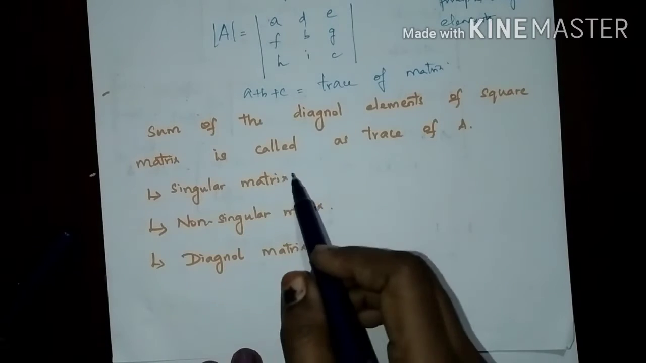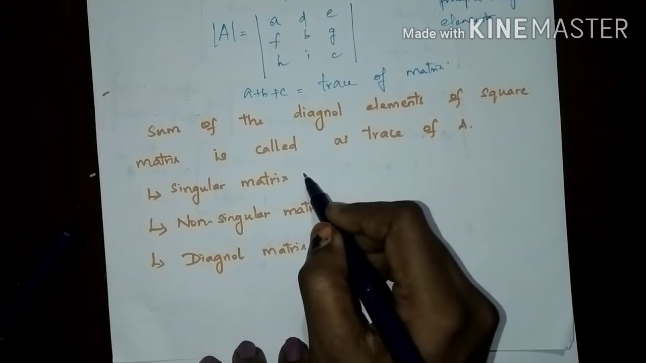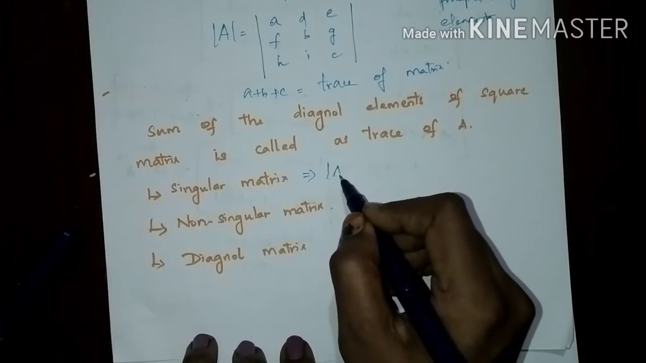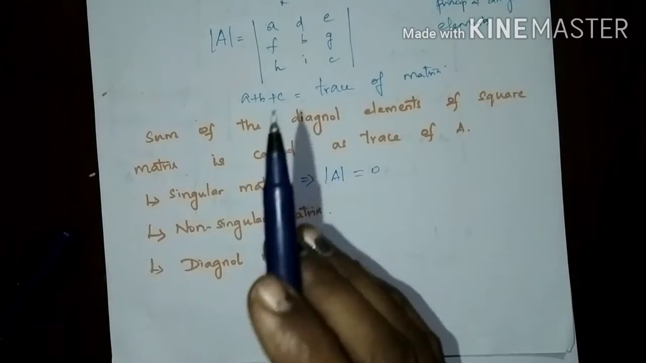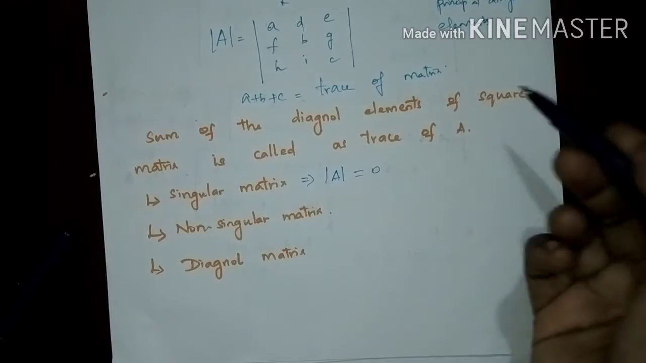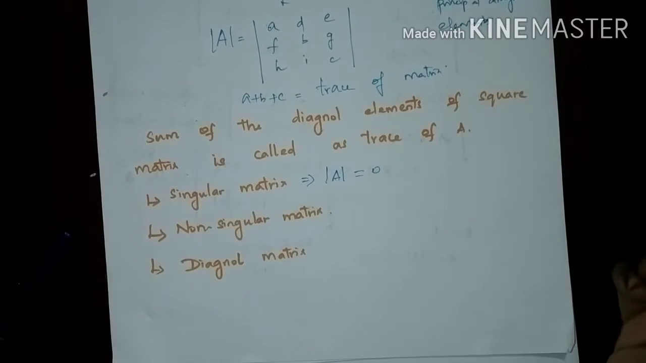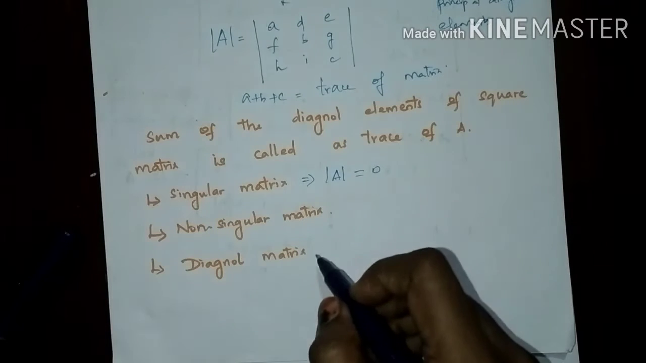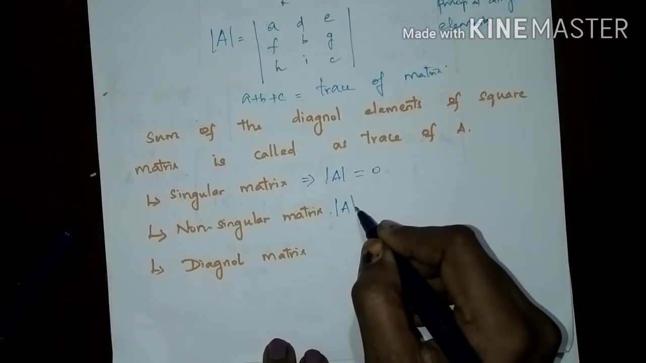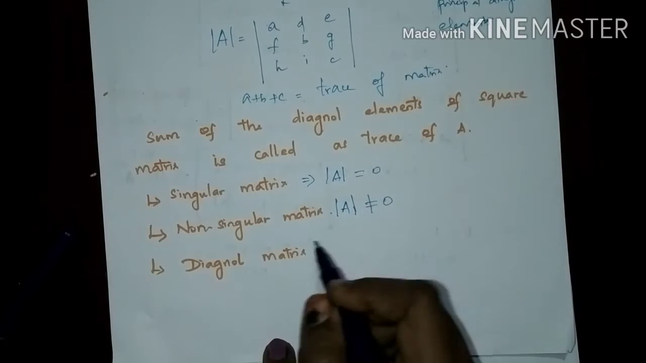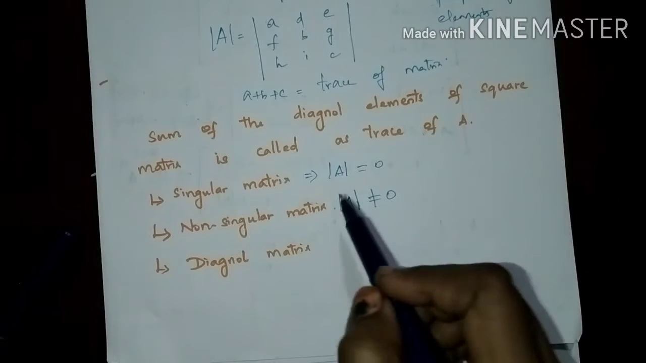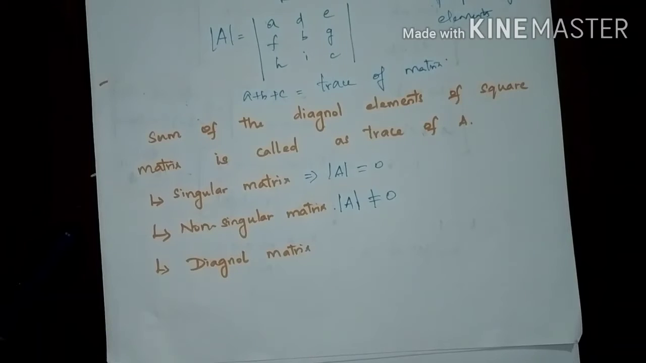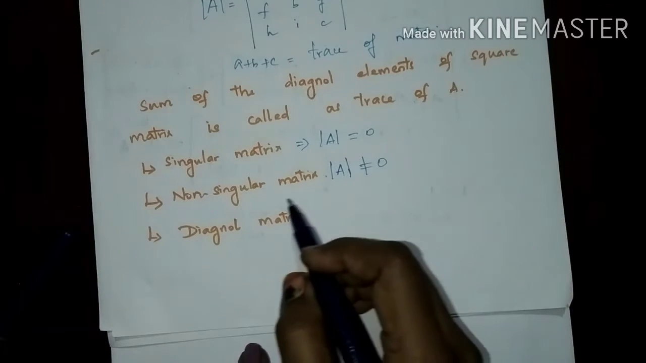And the next matrix is the singular matrix. A matrix is said to be singular when you take the determinant of that matrix and it gives a value of 0. That is, if a matrix is a square matrix and you expand it by using Laplace expansion, then the determinant value would be 0 for a singular matrix. Whereas a non-singular matrix gives a determinant not equal to 0. A square matrix whose determinant is not equal to 0 is said to be a non-singular matrix.